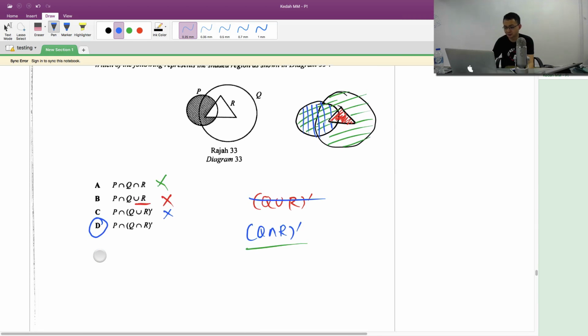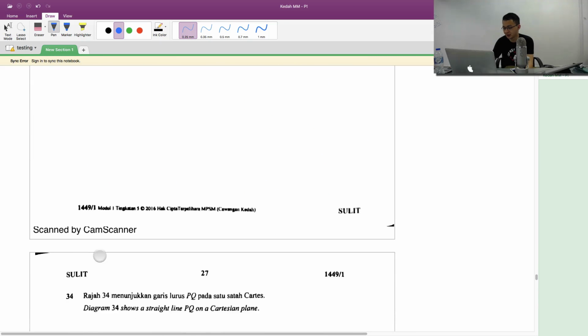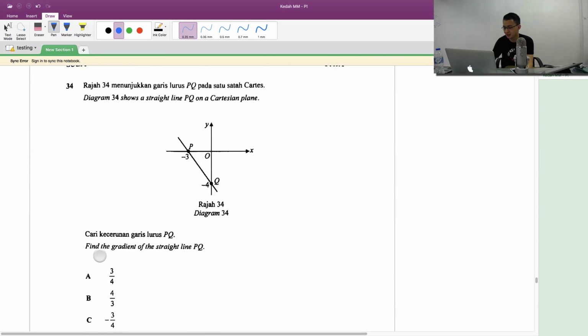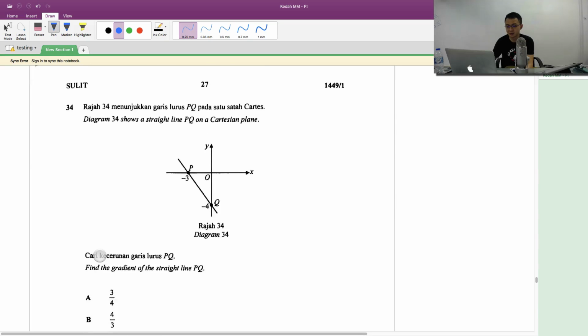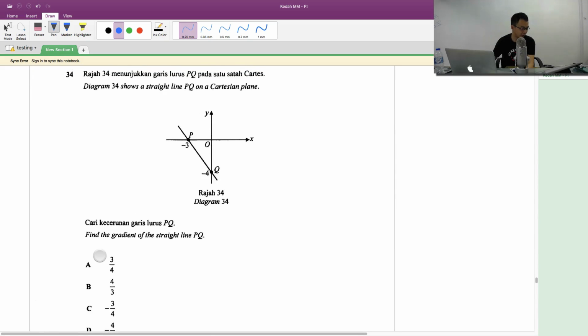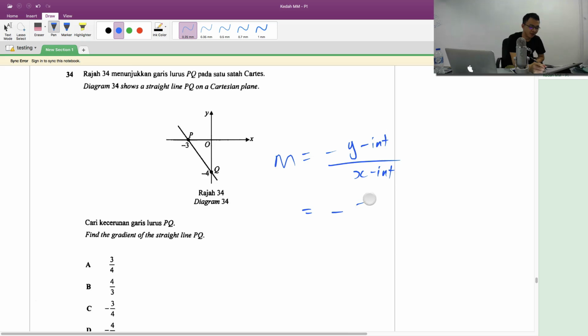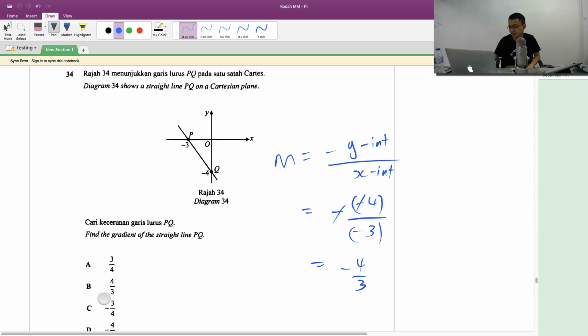Alright, so let's go to the last few questions. Okay, this one asks you to find the gradient of PQ. The gradient formula is negative y-intercept over x-intercept. The y-intercept is negative 4, the x-intercept is negative 3. Negative, negative, positive, but there is still a negative here, so it's negative 4 over 3. Very easy. So the answer will be D.